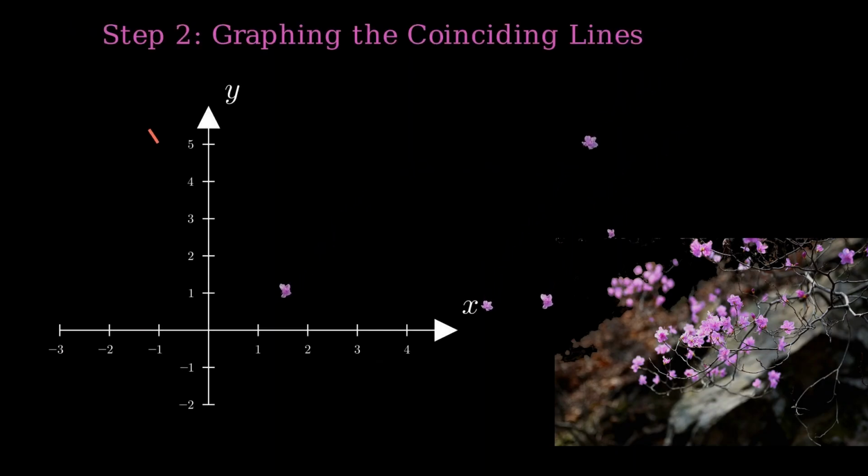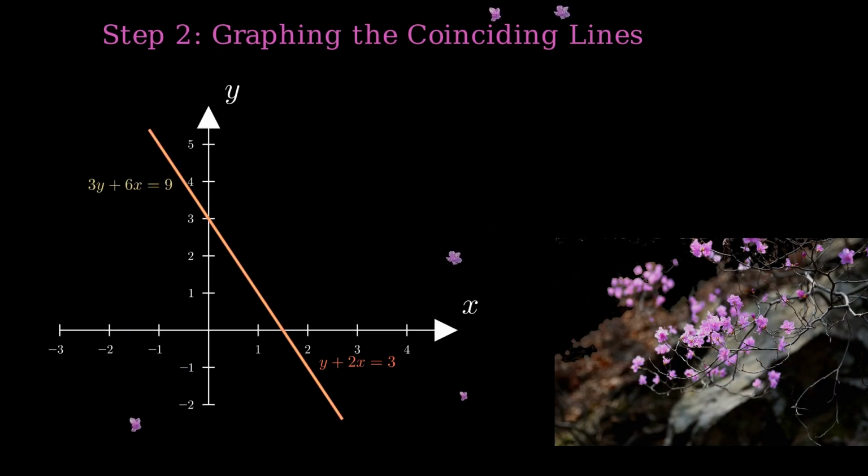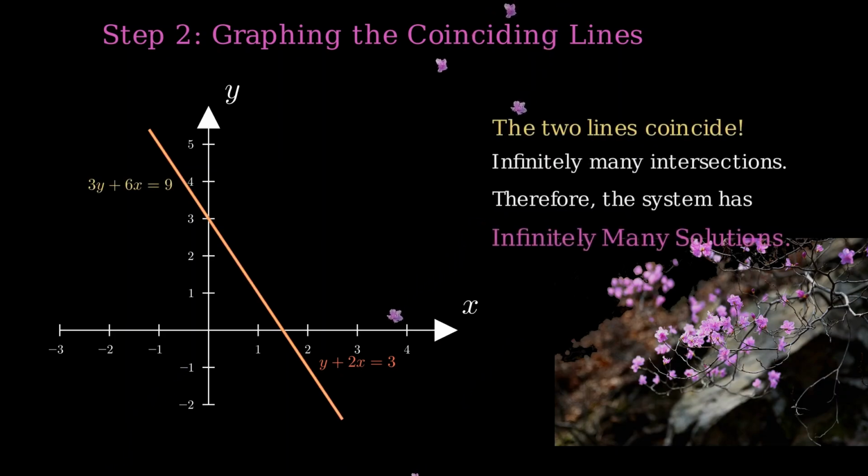Step 2. Let's graph both equations on the same coordinate plane. As you can see, both equations represent the exact same line. Therefore, the lines coincide completely, giving us infinitely many points of intersection. The system is dependent, having infinitely many solutions.